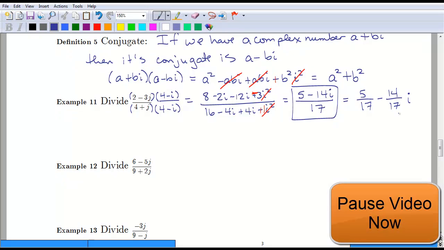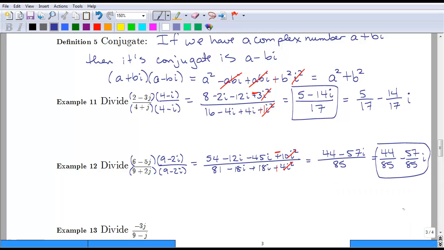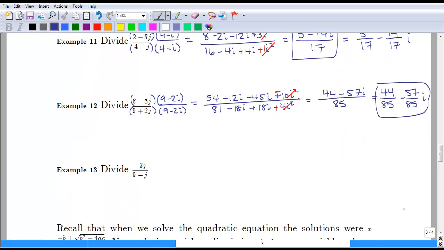Now I want you to pause the video and try example 12. So for example 12, you should have found that you either end up with 44 minus 57i all over 85, or if you split that up to write it in rectangular form, 44 85ths minus 57 85ths i. We're going to do one more example here together.